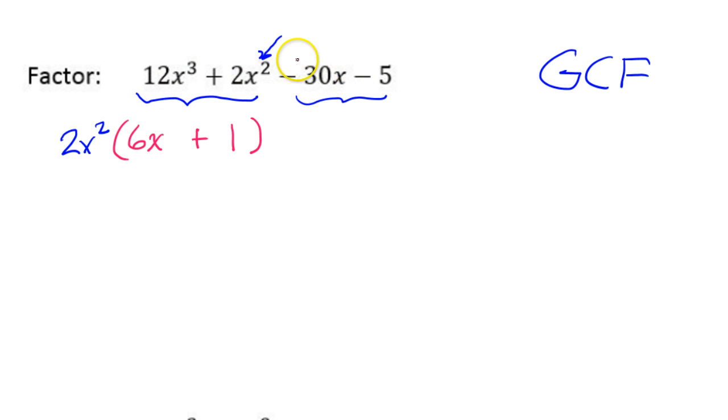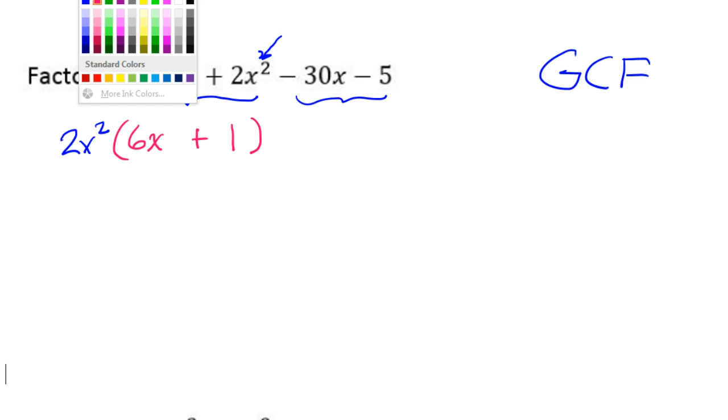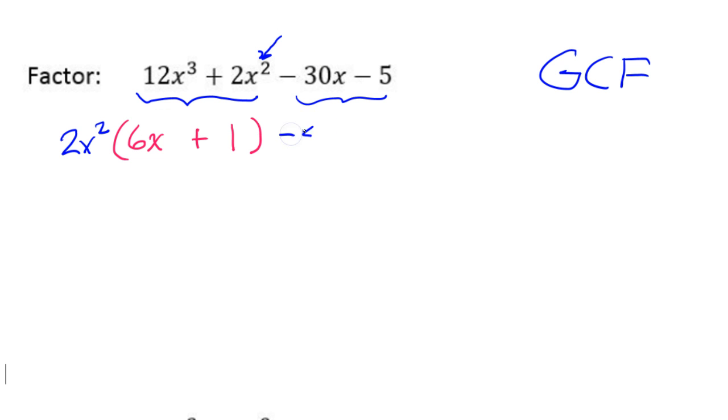Now, on this next pair, be careful. You see the negative sign? That's going to stick around. So when you look for the GCF, you notice that 5 goes into both of these. But you need to think of this as a negative 5 because of the subtraction sign. So what goes inside the parentheses? I like to think about the distributive property. Negative 5 times 6x will give me negative 30x. Now, negative 5 times positive 1 will get me back the negative 5 that I had. So now I have this.